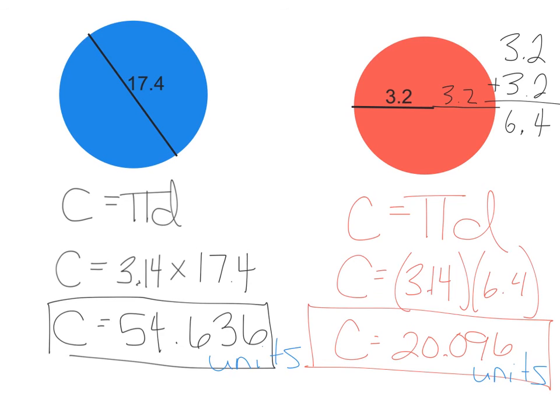And that's how you find the circumference, either given a diameter or given a radius. The only extra step you have to remember is that if you have a radius, you have to double the radius in order to get the diameter for the formula.